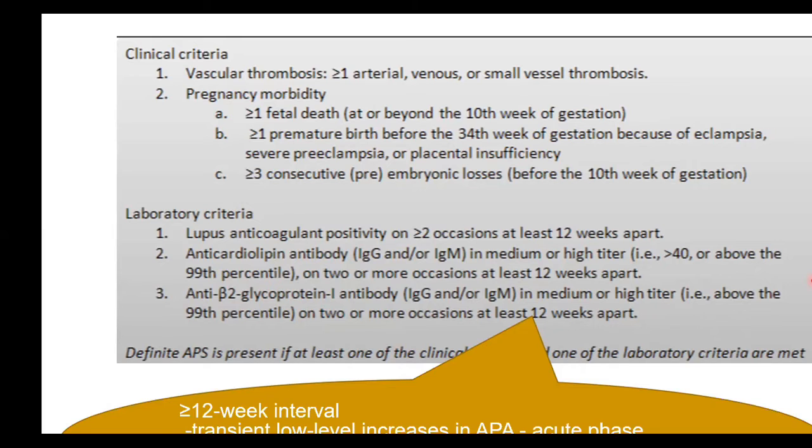So why is this 12 weeks number given? Because we believe that within 12 weeks, any false positivity in detection settles, because these antibodies can develop transiently in any acute phase reaction, and those transient antibodies may not actually cause increased risk of thrombosis. All the infection and inflammation will settle down by 12 weeks, and after settling, if it is still positive, then you know that you are dealing with antibodies which may cause clinically significant thrombosis.